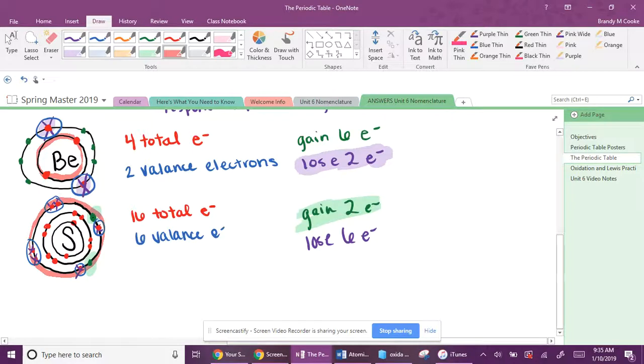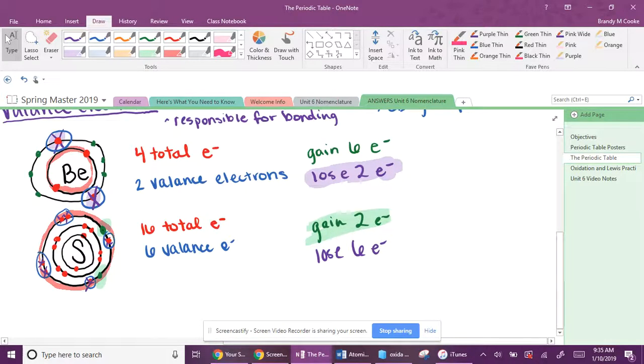So if we look at beryllium and we look at sulfur, we know he's not just going to kick out 2 electrons and we're going to have magical electrons floating around. That's not how it works. We don't just have free electrons. In order to be happy, they need to give or get those electrons from somewhere, from someone, particularly another atom.